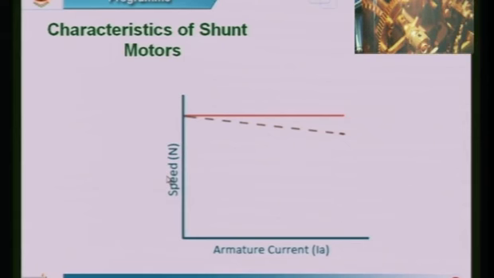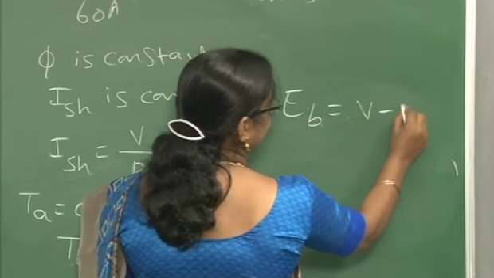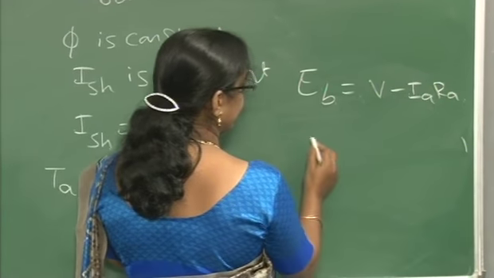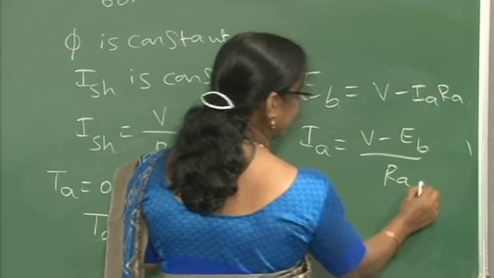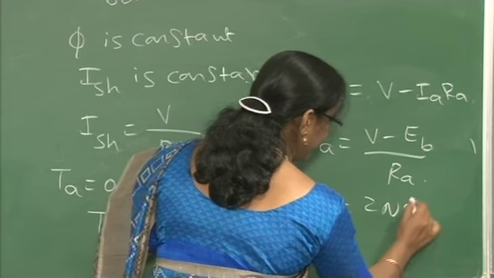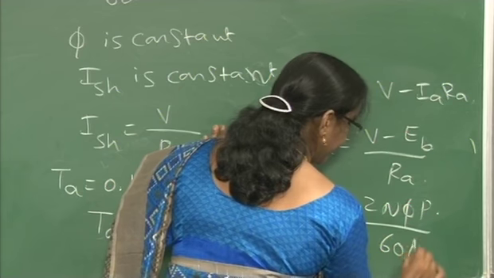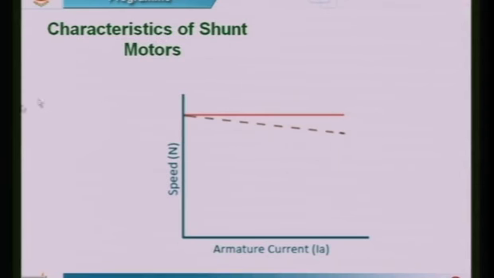This is because we have the characteristic equation EB is equal to V minus IA RA, so IA is equal to (V minus EB) divided by RA. Now EB is equal to what? This is Z N phi P divided by 60A. So according to this relationship, as the armature current increases, meaning the load increases, the speed decreases.